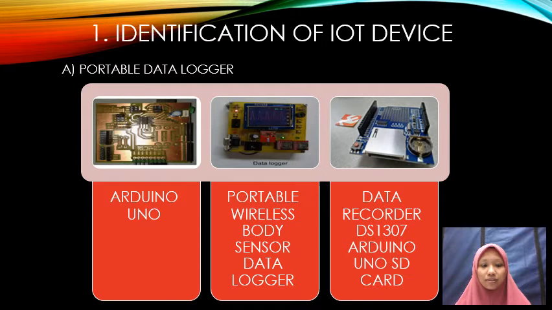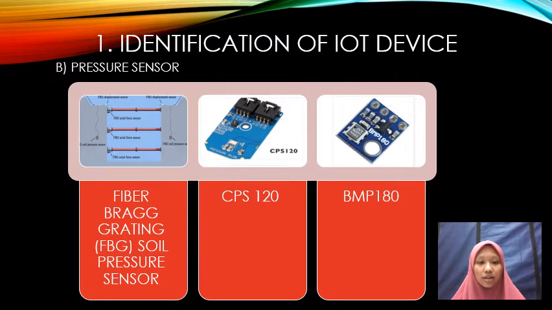This is the identification of IoT device method. We need to identify the portable data logger from previous research. So we have Arduino Uno, portable wireless body sensor data logger, and the data recorder DS1307 Arduino Uno SD card. Next, we identify the pressure sensor from previous research. So we have the fiber Bragg grating (FBG) soil pressure sensor, CPS120, and the BMP180.